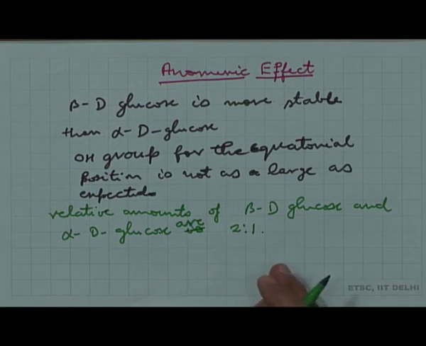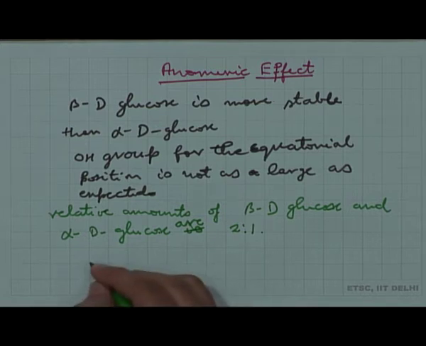Why is there still so much preference for alpha D glucose? We can understand it by comparing with cyclohexanol. Let us take the example of cyclohexanol.